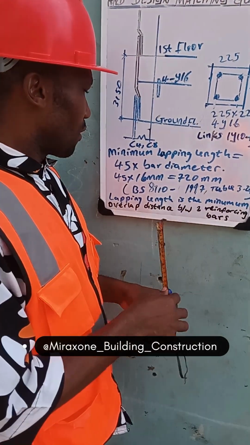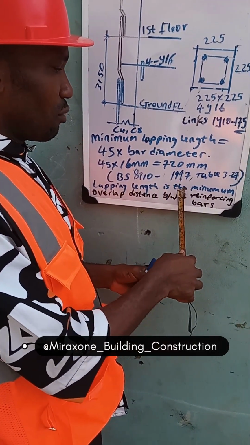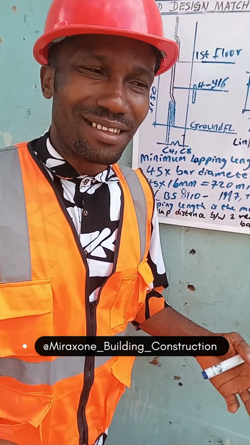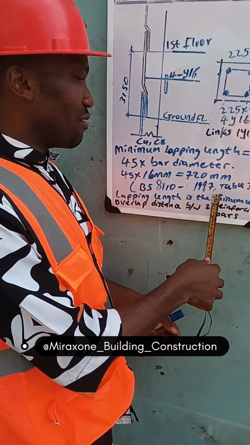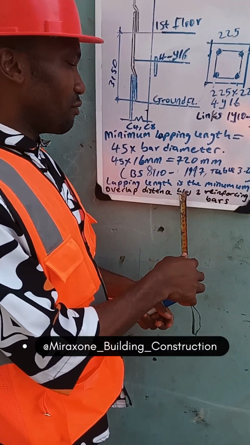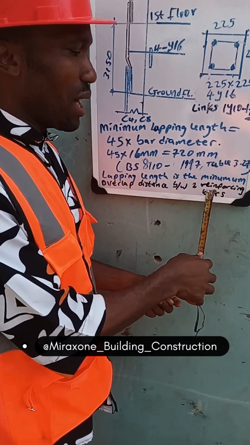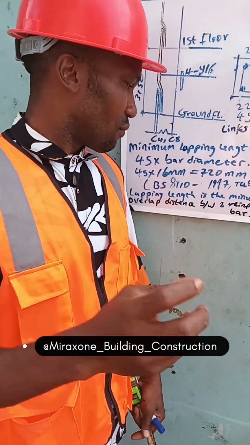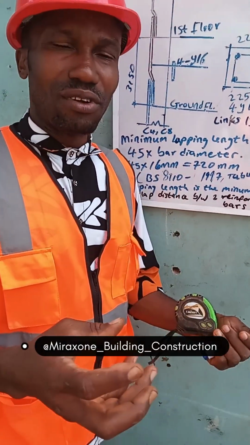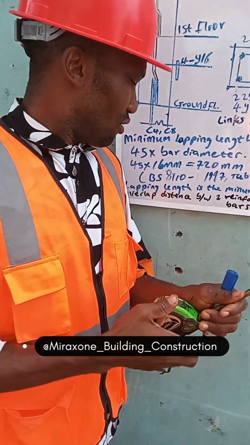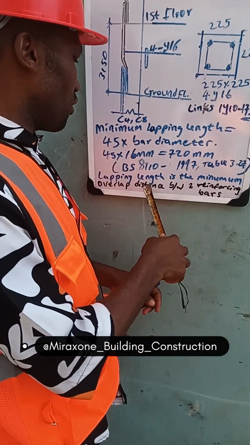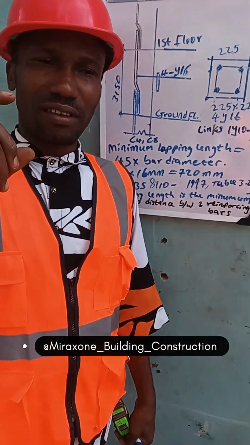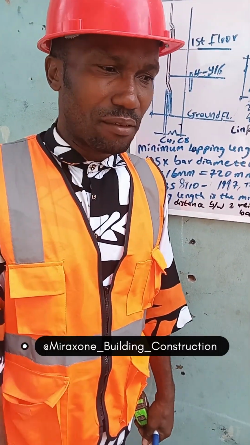All right, okay. So the lapping length. Somebody will be saying, what is the lapping length? Lapping length is the minimum overlap distance between two reinforcing bars. So these are the things you have to note. I'm going to show you on this site. Lapping length is the minimum overlap distance between two reinforcing bars. So I want you to note it very well. Do you understand me?